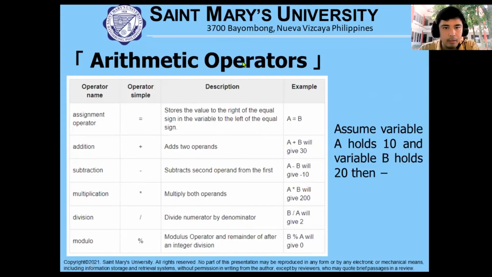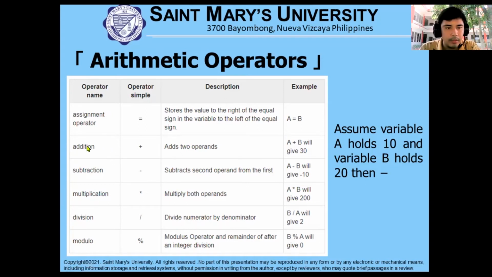When we say arithmetic operators, they perform our basic arithmetic operations, which are addition, subtraction, multiplication, division, and the other operator. So let us start with the first row here. Let us assume the variable A holds 10 and the variable B holds 20. Then the following result will be provided. An assignment operator stores the value to the right of the equal sign in the variable to the left of the equal sign. So if the variable A is 10 and the variable B is 20, the new value for variable A now would be 20, since it stores the value to the right of the equal sign. The value of B is 20, so the value of A will be 20 instead of 10.